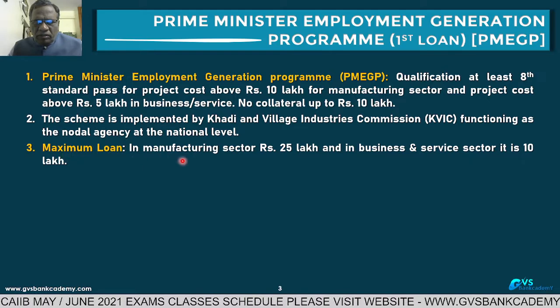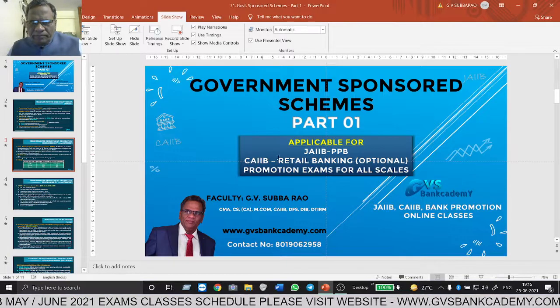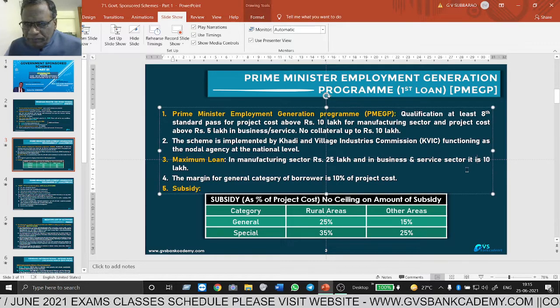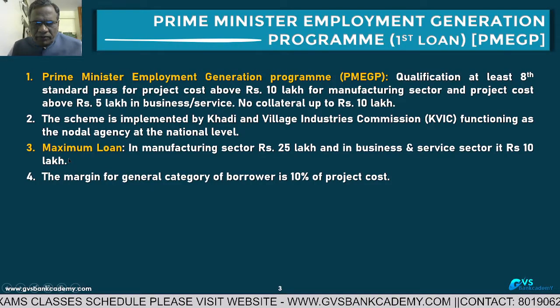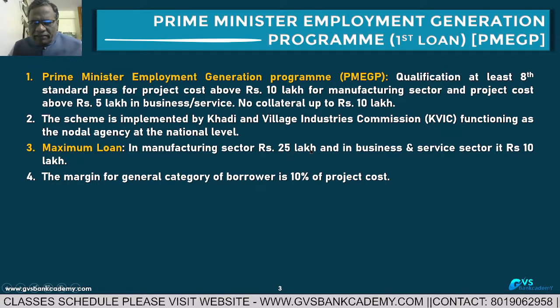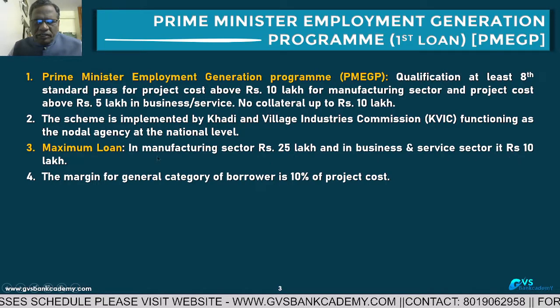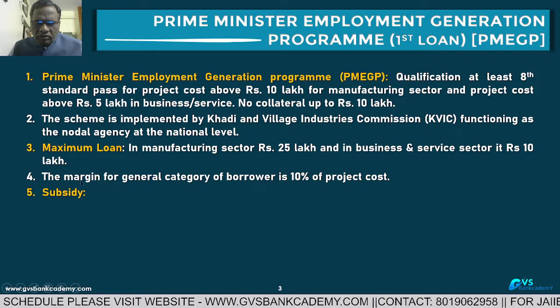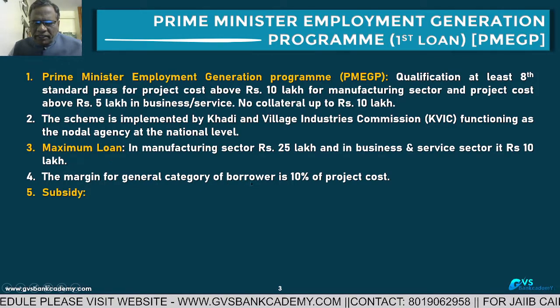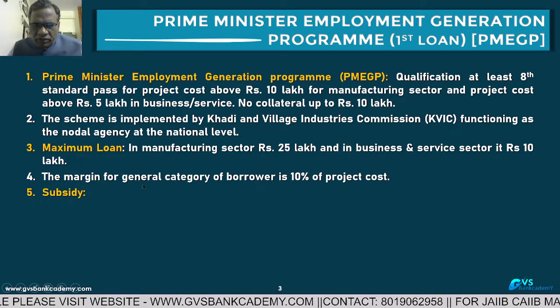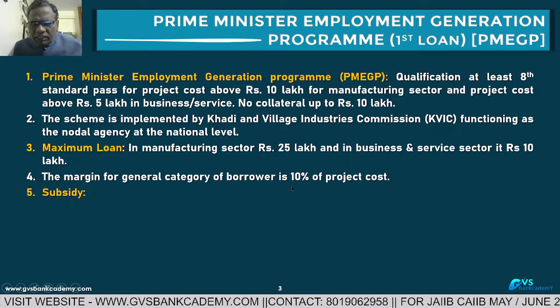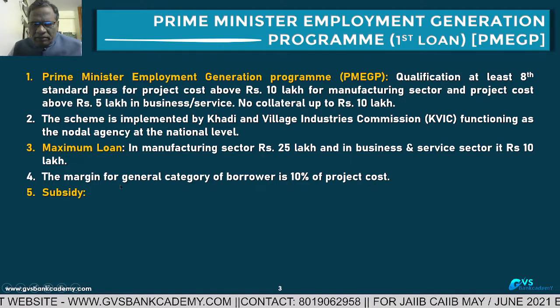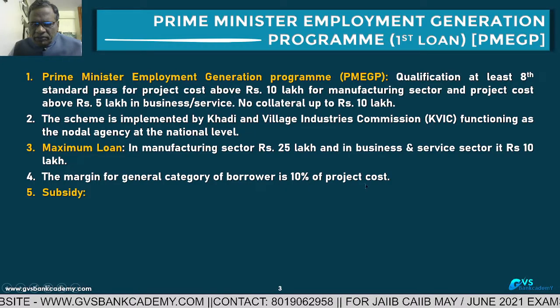Maximum loan in the manufacturing sector is 25 lakhs and in the business and service sector 10 lakhs. This is the loan amount. The margin money for general category is 10% of the project. So this is also an important question. The margin requirement is only for the general category, 10% of the project. For others there is no margin, but only for the general category the margin is 10% of the project.